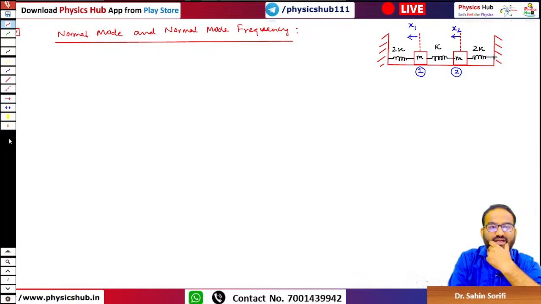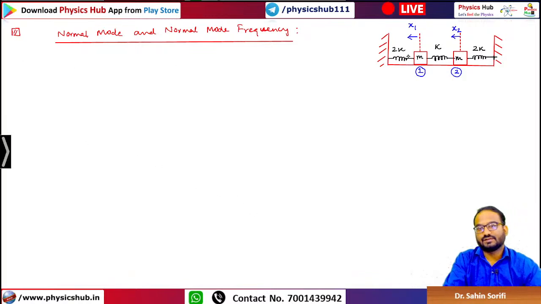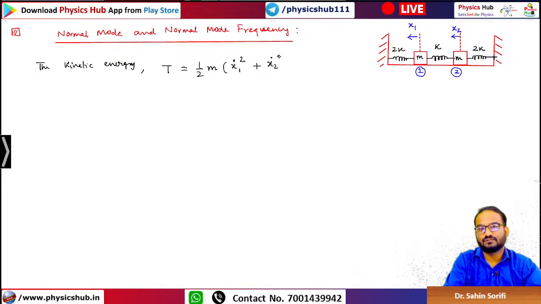If I want to write the kinetic energy of this system, what can you write? Kinetic energy is written as T. You know the formula, half m v square. Since the masses are the same, half m x1 dot square is the contribution from this mass, and from this mass it is half m x2 dot square.